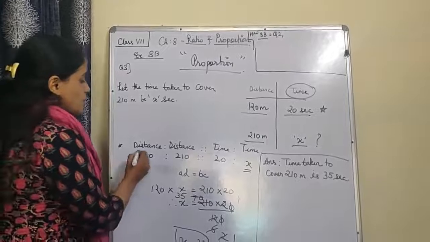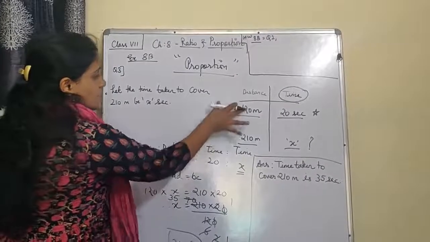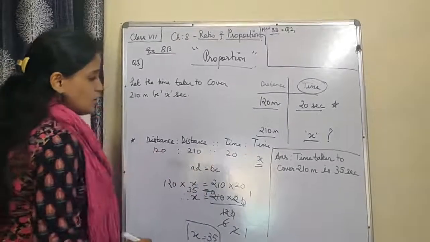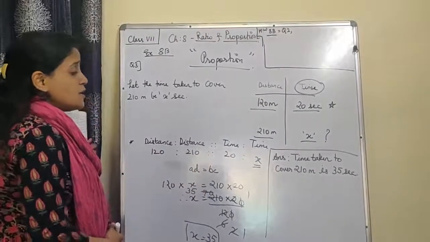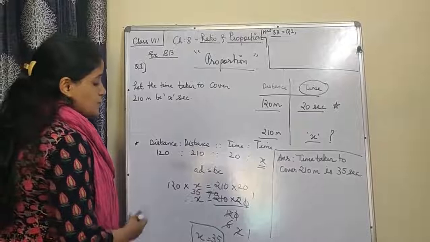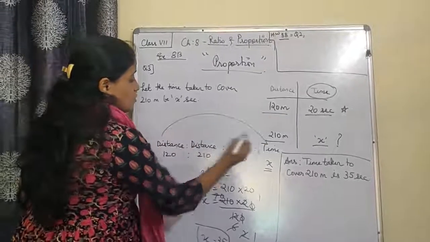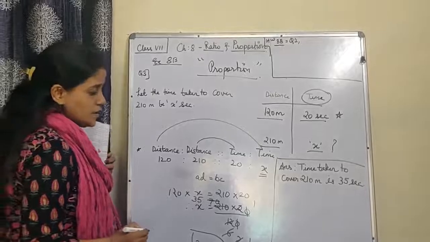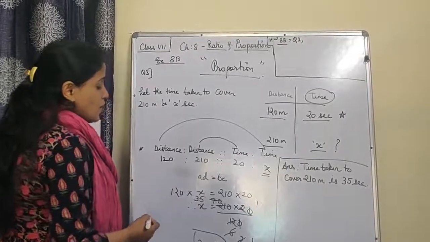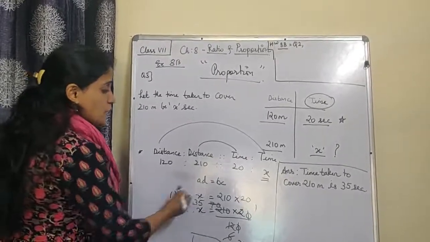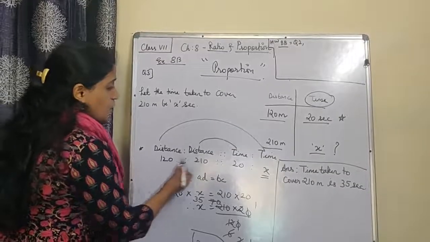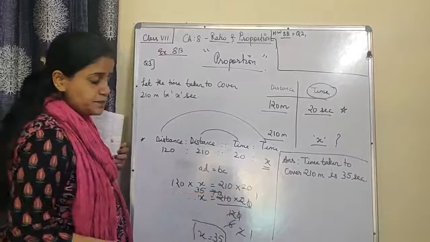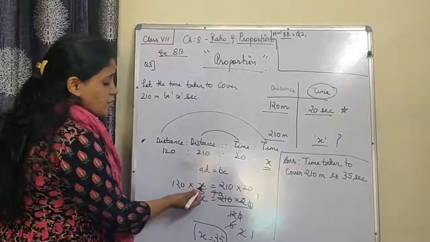See, in one particular ratio the units should be the same. So in this ratio, are the units the same? Yes. And you have to find out the value of x. So what does proportion say? Proportion says that the product of extremes is always equal to the product of means. That is AD is equal to BC. So you have to write AD is equal to BC. So what is your A? 120 into x is equal to 210 into 20. So you have to find out the value of x.